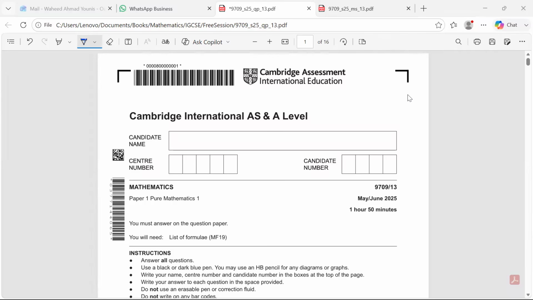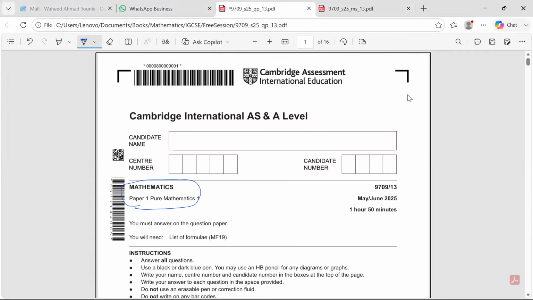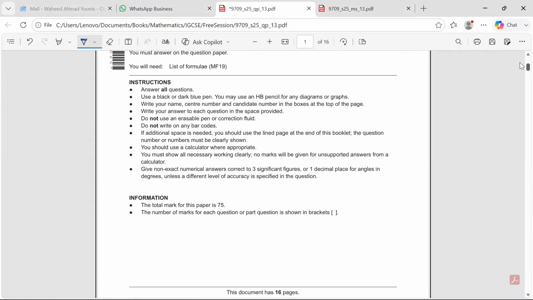We have been solving this past paper. So right now I have this mathematics paper 1 pure math 1 and I'm solving this question paper May June 2025. So let us start.